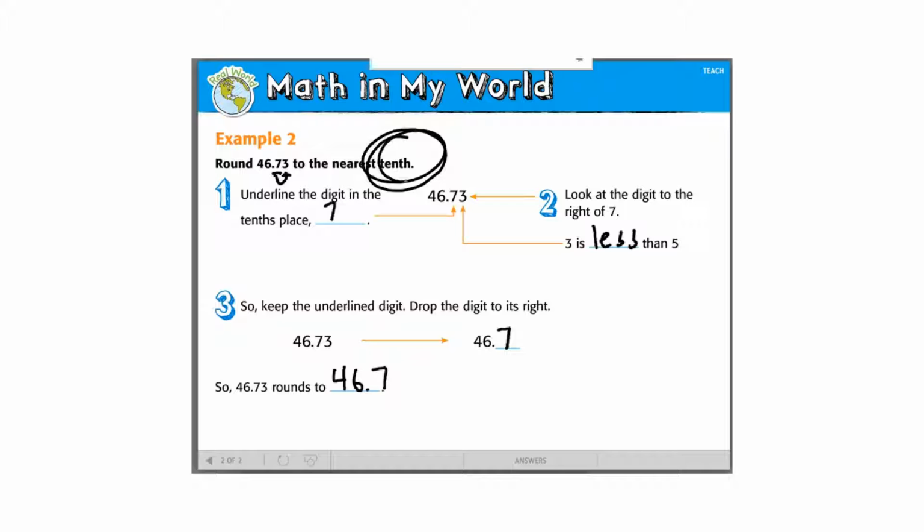Remember what I said at the beginning. The number that it asks you to round to should be the final number in your answer. So it asked us to round to the tenths place, so the final number in our answer should be tenths.